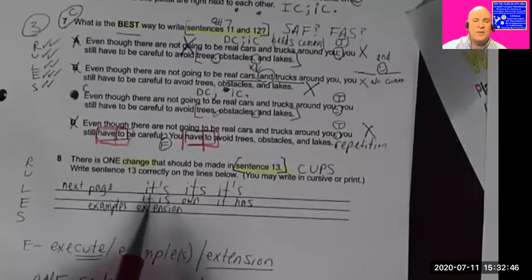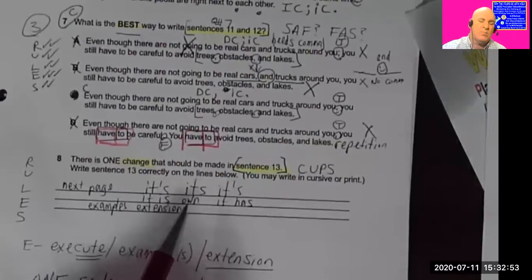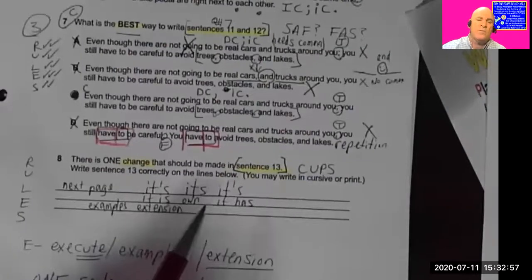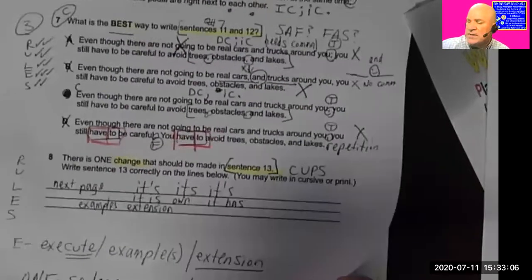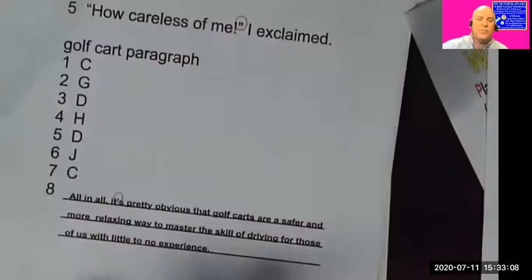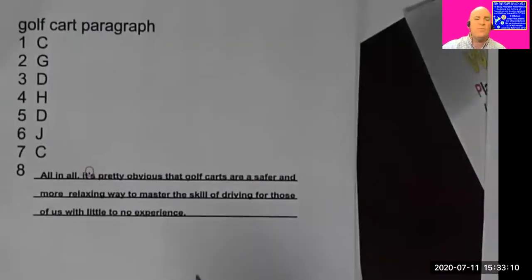One is "it is." One of them is "its," something you own. The dog had its bone stolen from him. The dog owns that bone. Or it's, it could be "it has." It's been a long time. So let's take a look at how sentence 13 is written correctly in the answer key.